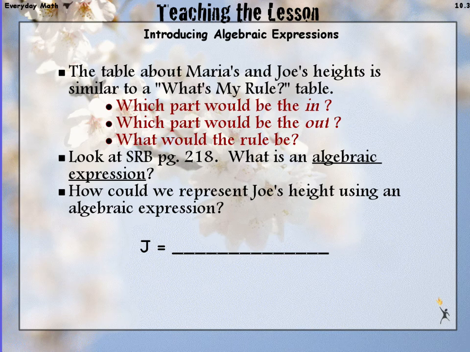The table above, Maria and Joe's height, is similar to what's my rule, so inputs, outputs, which we just talked about. If we're talking about the algebraic expression, Joe's height is equal to Maria's, and it could be an m, it could be a b, it could be an h, whatever variable you so choose, but it's going to be plus 2.